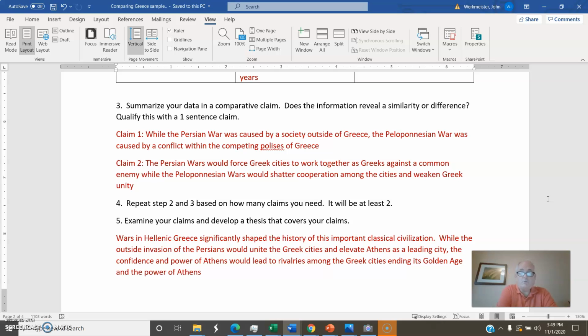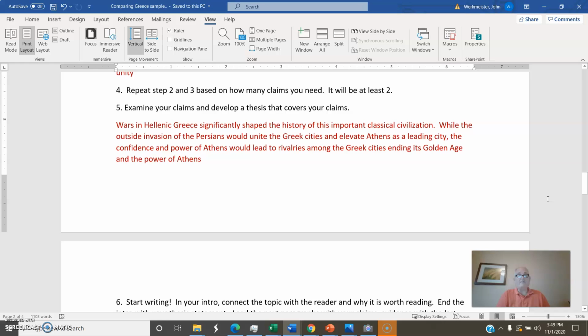Now, the second issue, we were looking at the impact. So I came up with a claim: the Persian War would force Greek cities to work together as Greeks against a common enemy, while the Peloponnesian War would shatter cooperation among the cities and weaken Greek unity. So I did that for both. I have two claims. So now we have to have a thesis.